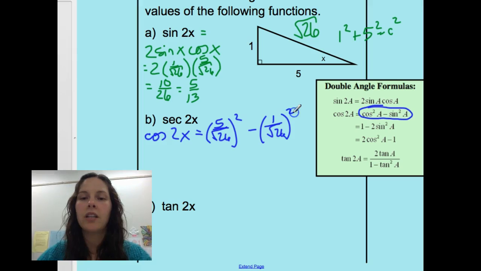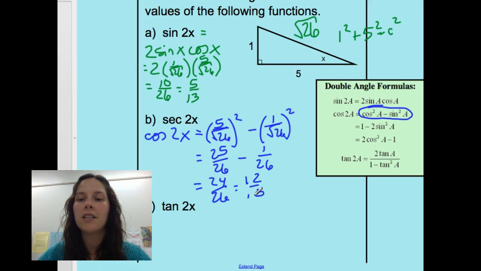So when we square each of these, we have 25 over 26. Remember, when you take a square root and square it, they cancel each other out. Minus 1 over 26, so that gives us 24/26, which simplifies to 12/13. But of course, we were asked for secant. So secant of 2x is the reciprocal of cosine, so we get 13/12 for our secant.